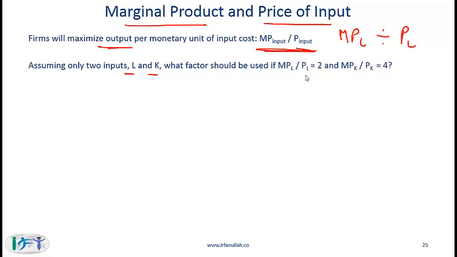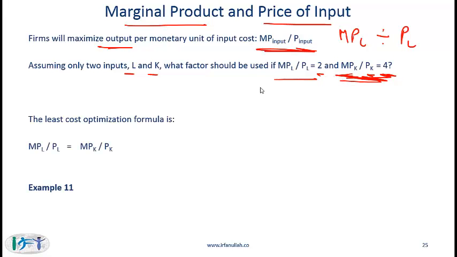So if your output per price of labor is 2 and your output per dollar spent on capital is 4, then is it more efficient to use labor or is it more efficient to use capital? Obviously here, since this ratio is higher, it will make more sense to use capital, because for every dollar spent on capital, your marginal product or the additional output is 4. So you will use capital.